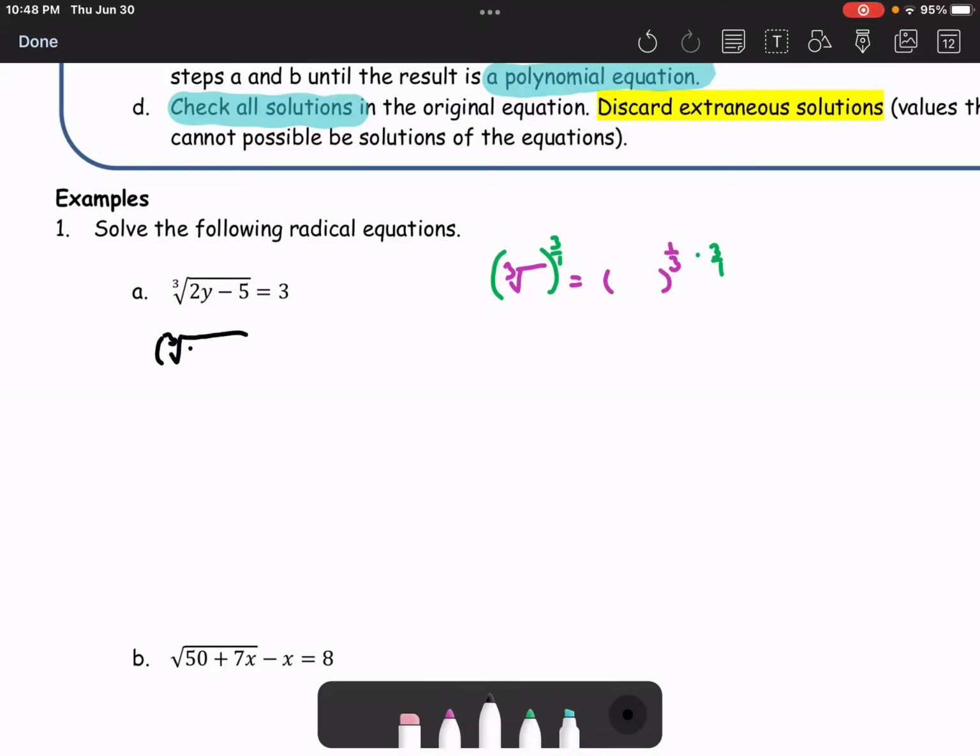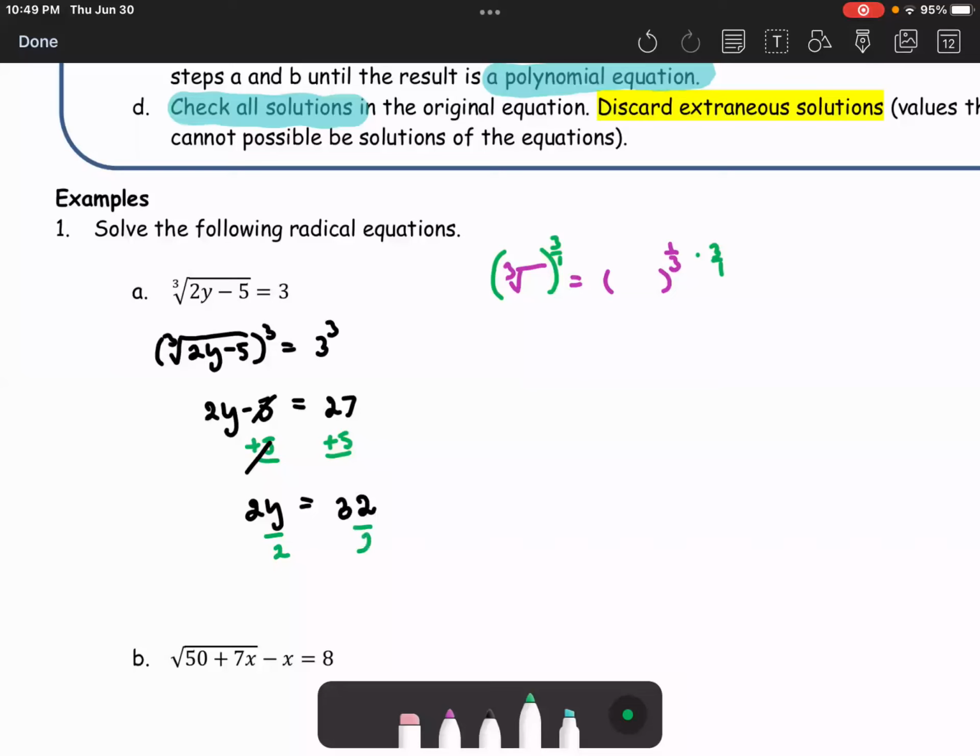The cube root of 2y minus 5 raised to the third power equals 3 raised to the third power. The cube root and the cube power cancel out, and it becomes 2y minus 5 equals 27. And then we're going to add 5 to both sides. To solve for y, we get 2y equals 32. Divide both sides by 2. Then we get the value y equals 16.